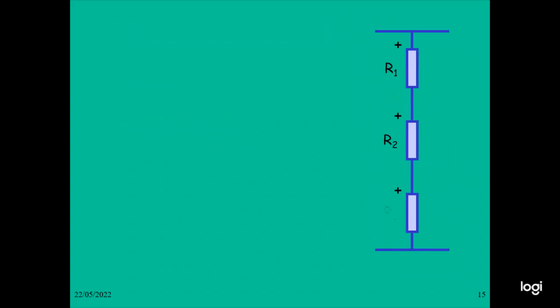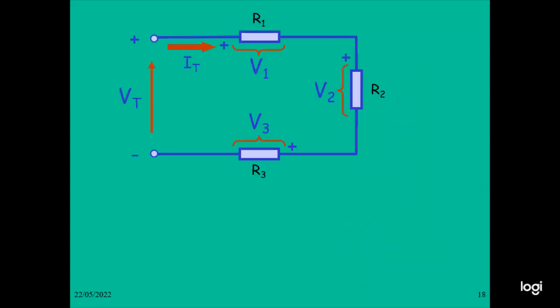So R1, R2, R3 are connected in series, and point B and point C are located between them. From A to B, the voltage is VAB. From B to C, the voltage is VBC. Between C and D, the voltage is VCD. And from A to C, the voltage is VAC, and A to D, the voltage is VAD.